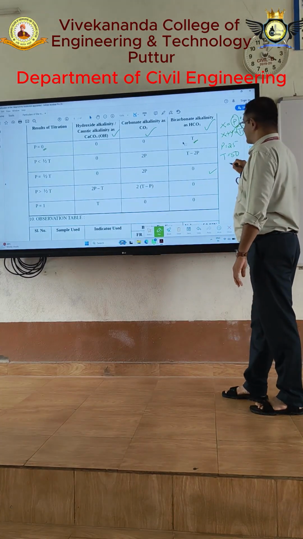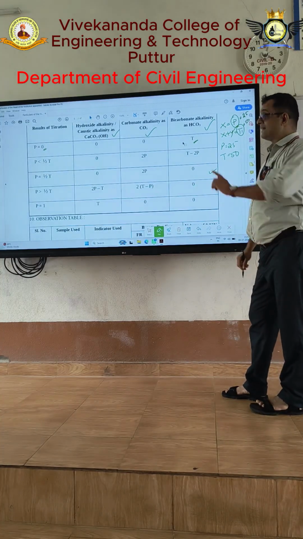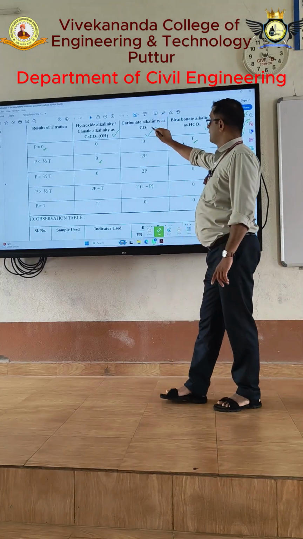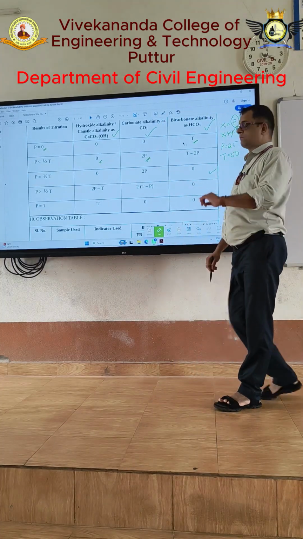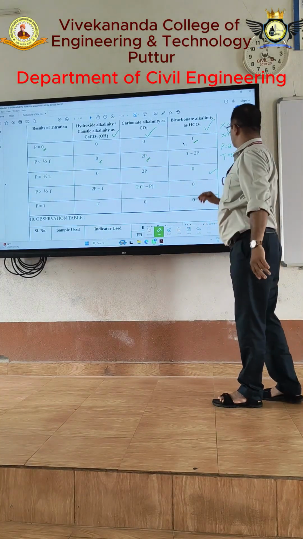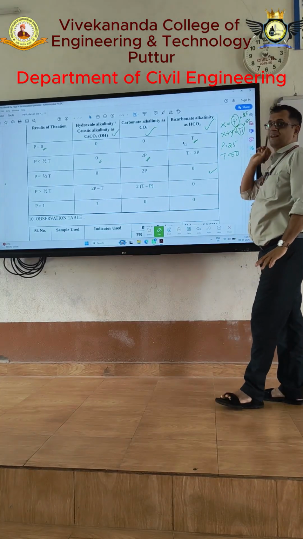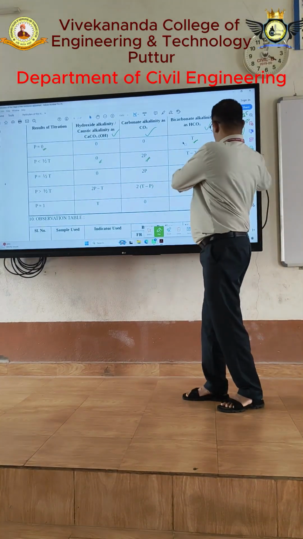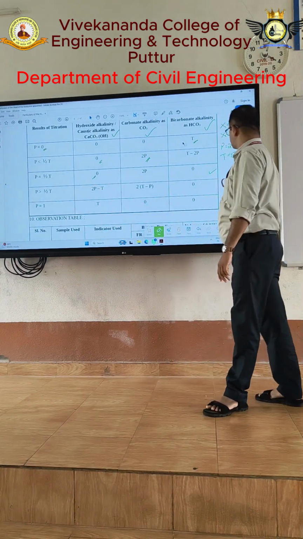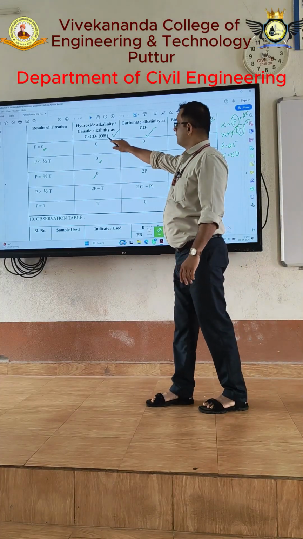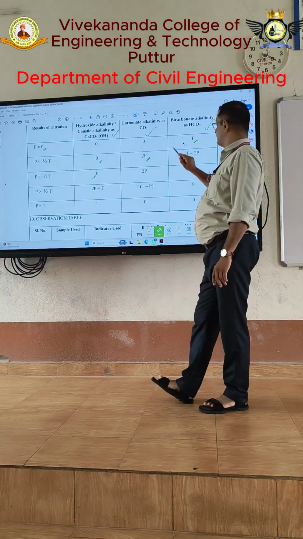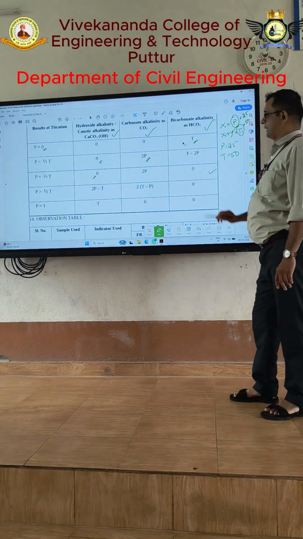But if, say for example, P is equal to 20, then it is less than half of T. In that case, hydroxyl alkalinity is 0, carbonate alkalinity is 2P. That means 20 gives 2 into 20, 40. Then 50 minus 40, that is 10. Whatever example I have taken comes to this: P is equal to half of T. Right. So hydroxyl alkalinity is 0, carbonate alkalinity is 2P, then bicarbonate alkalinity is 0.